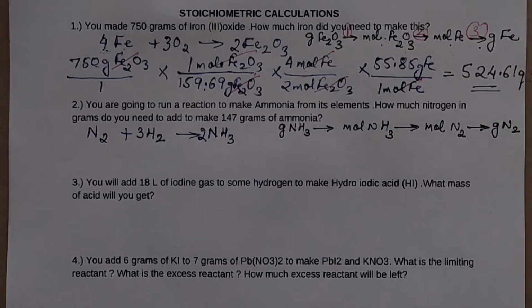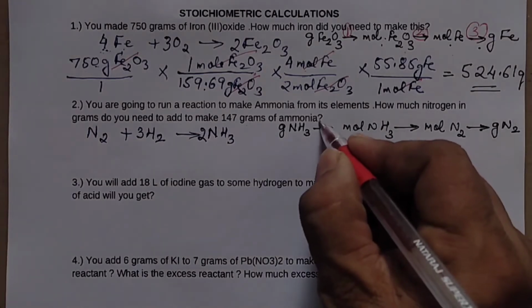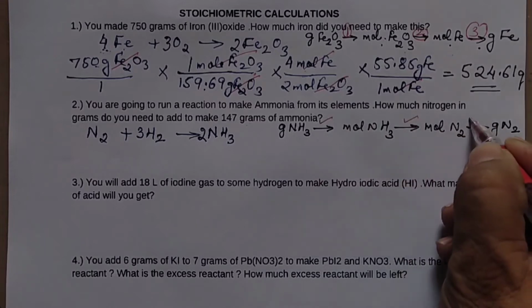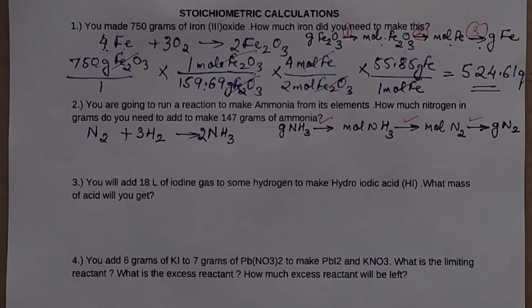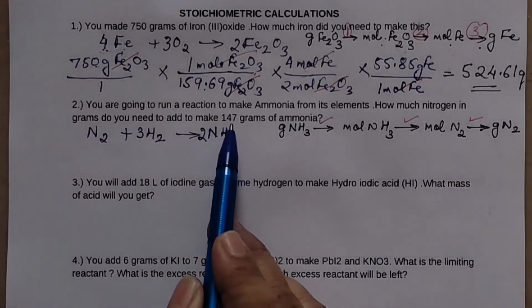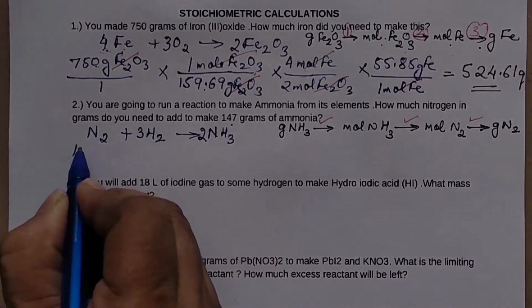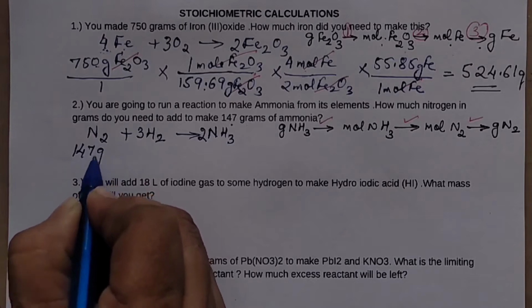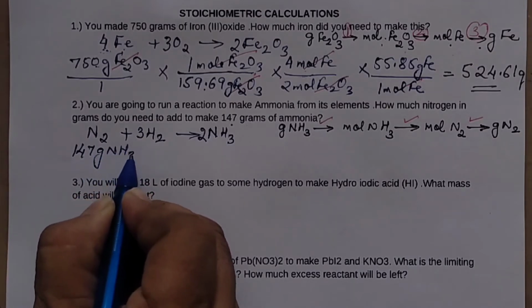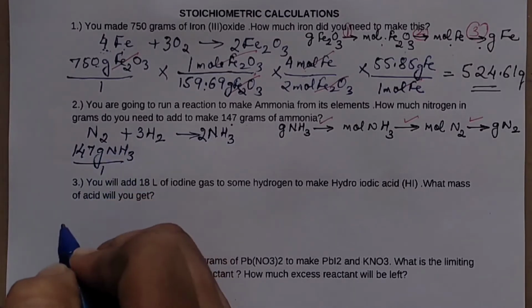Now just see, even in this, there are 3 steps. This is step 1, 2 and 3. Right? So how are we going to proceed? The same manner. What mass is given? You write down that. 147 grams of ammonia. Right? This is by 1.